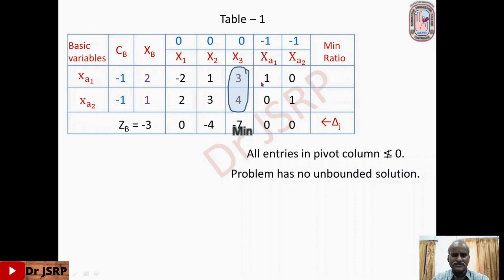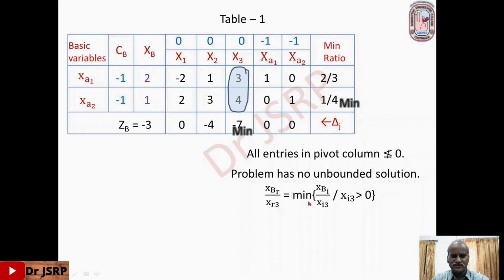Then find the minimum ratio. Corresponding to positive entries, we take the ratio with the corresponding solution. So first entry positive, take the ratio 2/3. Second entry positive, take the ratio with solution 1/4. So minimum of these two, 2/3 is 0.6 something, this is 0.25. So 1/4 is minimum. Write in mathematical form, XBR by XRK. K means entering basic variable suffix, that is 3.